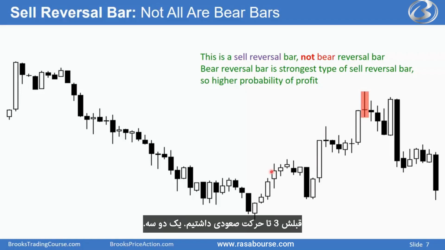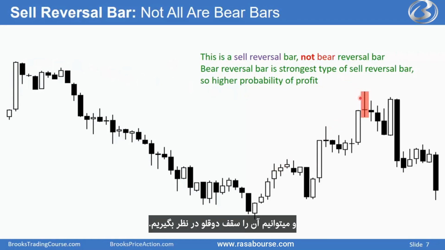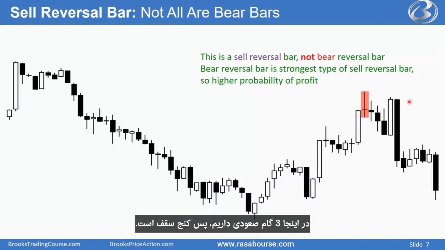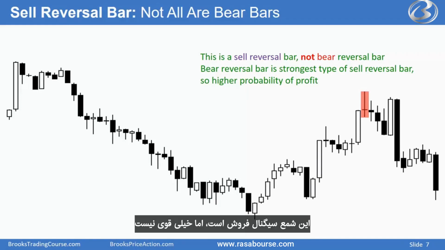Look at this bar. We got 3 pushes up, 1, 2, 3. We're at a lower high. You can call it a double top. In any case, it did not break above the top of the sell climax, the top of the bear trend. 3 legs up, so it's a wedge top. It's a sell signal bar, not especially strong because this channel from here to here is very tight.